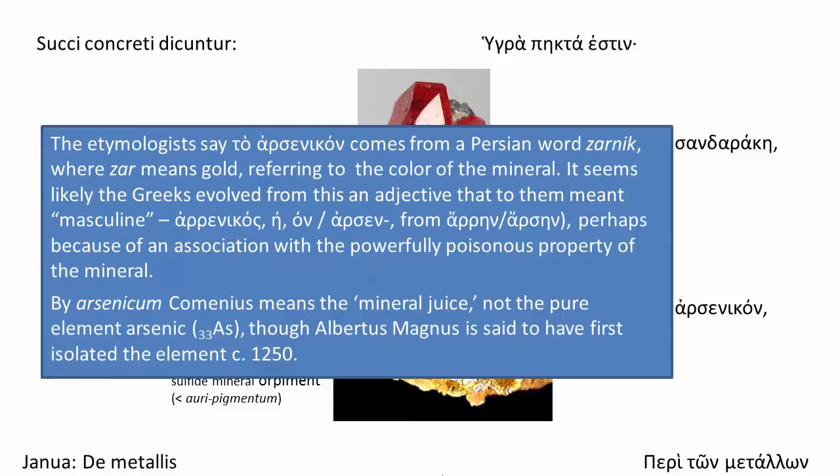The etymologists say arsenikon comes from a Persian word zarnik, where zar means gold, referring to the color of the mineral. It seems likely the Greeks evolved from this an adjective that to them meant masculine, arenikos or arsenikos, from aren, arsene, perhaps because of an association with the powerfully poisonous property of the mineral. By arsenicum, Comenius means the mineral juice, not the pure element arsenic, though Albertus Magnus is said to have first isolated the element many years before Agricola or Comenius, circa 1250.